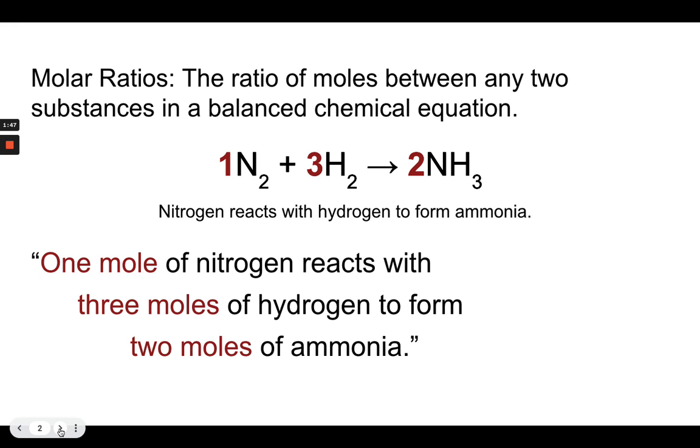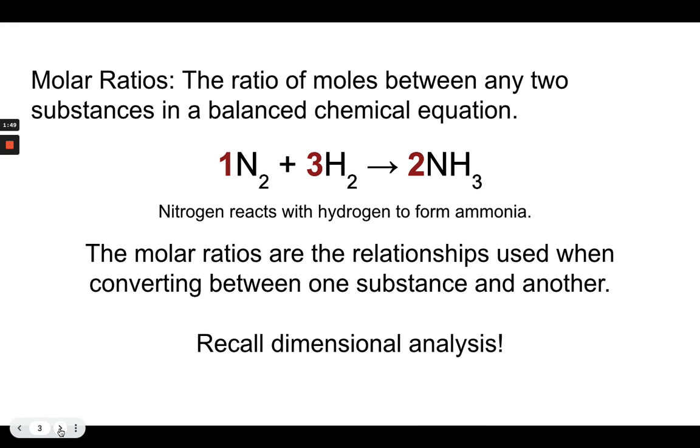So these are our molar ratios. Molar ratios are going to be those relationships that we use when we convert between one substance and another. If you remember dimensional analysis, we always started with a certain amount of something and had to use a relationship to convert between one thing and another. Something that's always true, like 1 foot is always 12 inches, for instance. So in these equations, we can make those relationships and we can compare any 2 things.